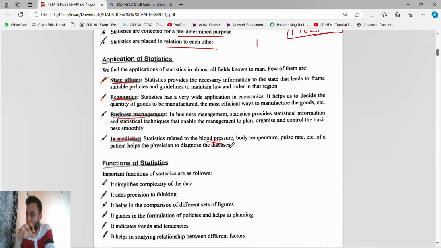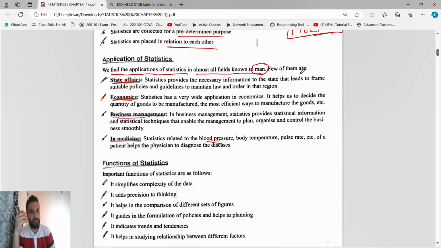They will do analysis and they will say, yeah, the patient's blood pressure is under control, or the patient's blood pressure is really good, or going low. Okay, so that's the thing, interpretation. So everywhere we are using statistics. See this, we find the application of statistics in almost all fields known to man. All fields, everywhere you go, stats. Okay, why stats?